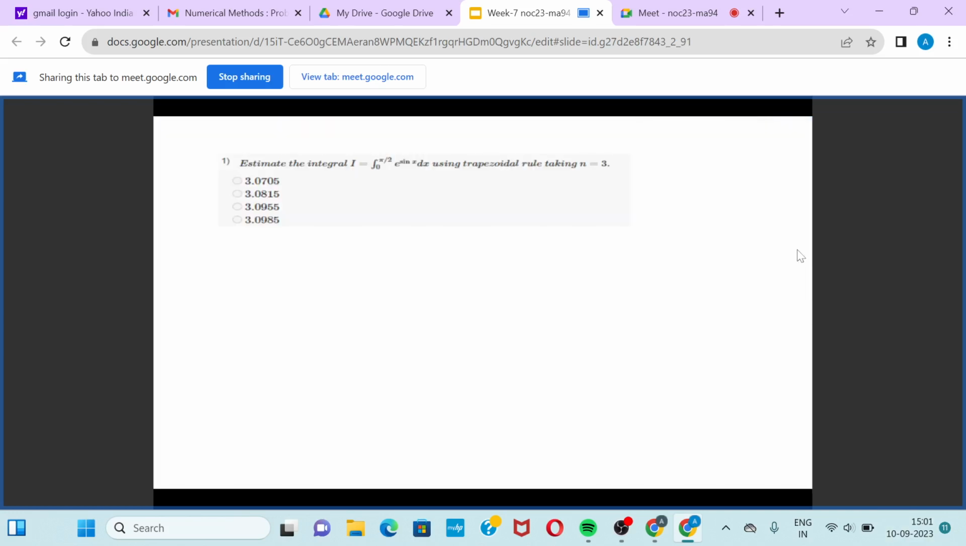Estimate the integral I equals integral over 0 to pi by 2 of e power sin x dx using trapezoidal rule taking n equals 3. So you have to use the trapezoidal rule and estimate this integral value. Find out, is it 3.07 or 3.08 or 3.09 or 3.0985?